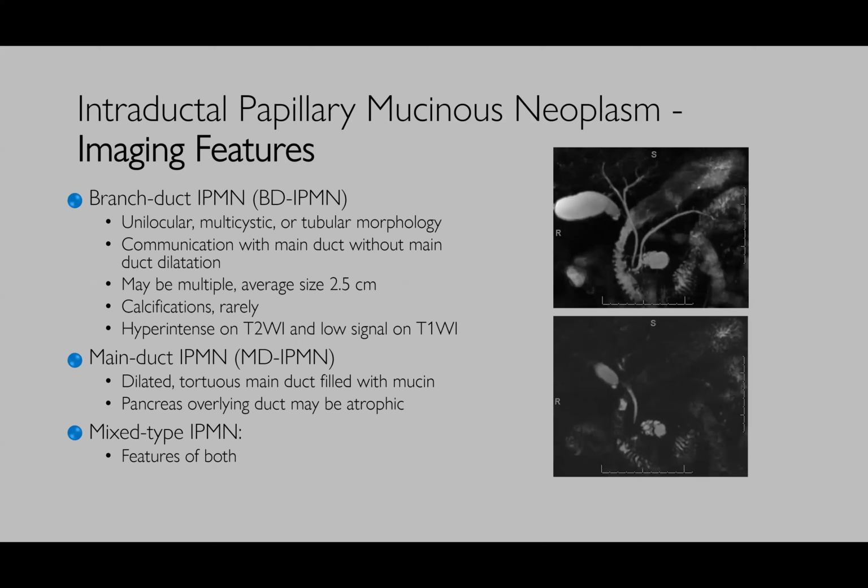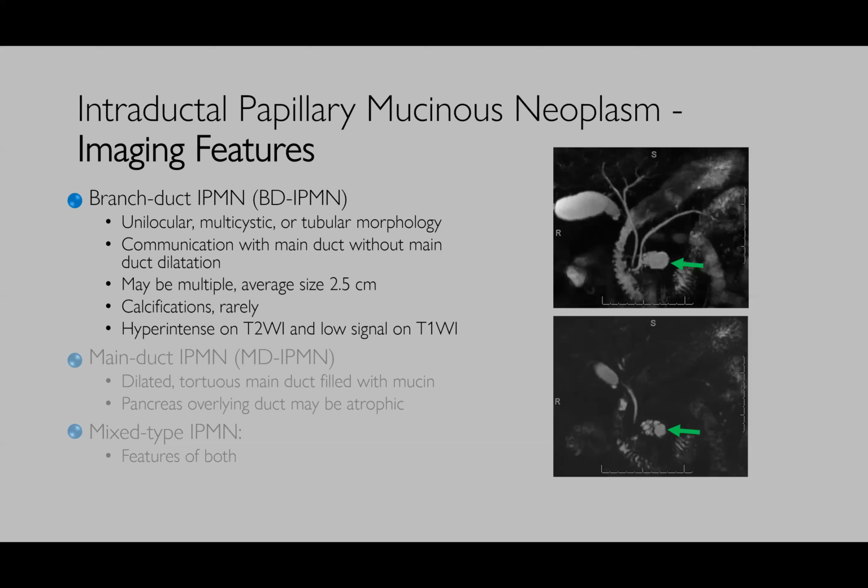When it comes to imaging manifestations, we have three different kinds of IPMNs. First is the branch duct IPMN, where essentially all of these IPMNs have a neoplastic ductal epithelium, and they secrete a lot of mucin that results in dilation of any component of the pancreatic ductal system that they are present in.